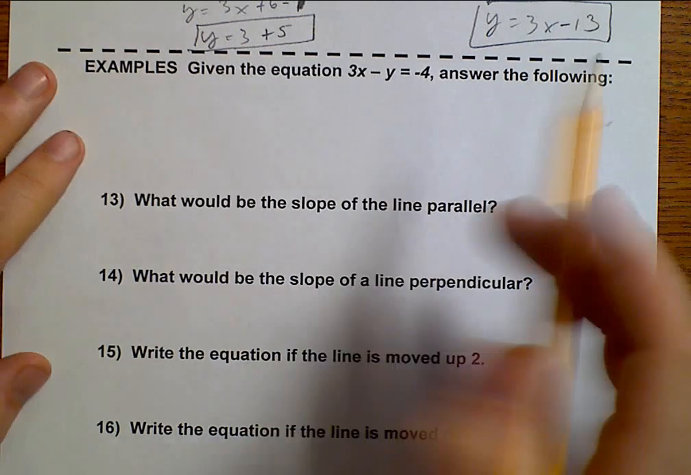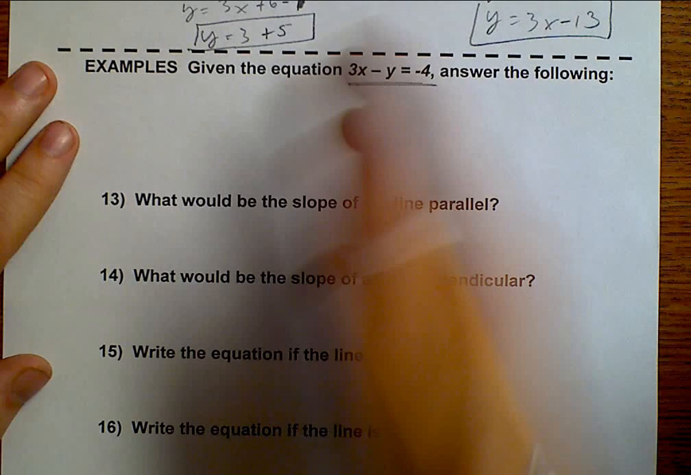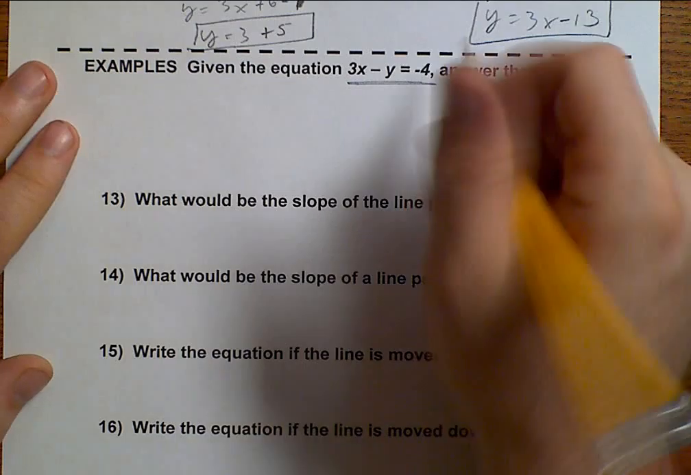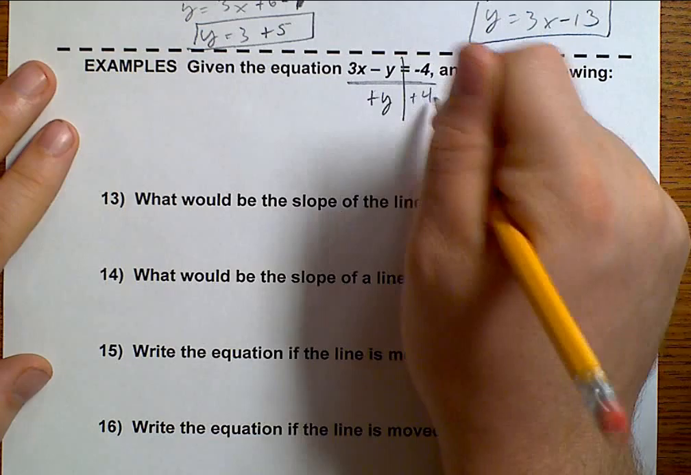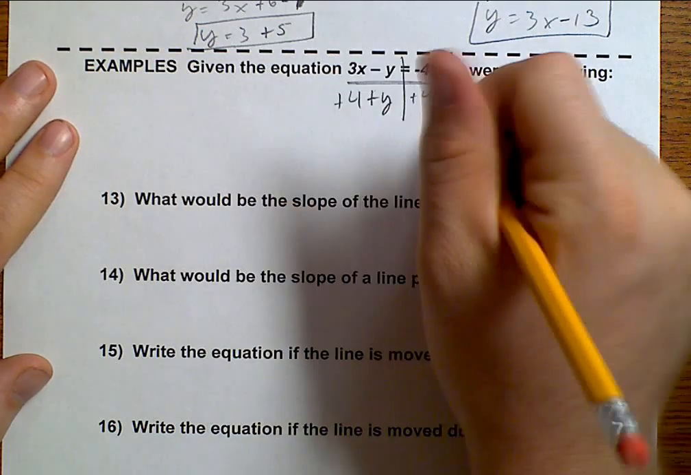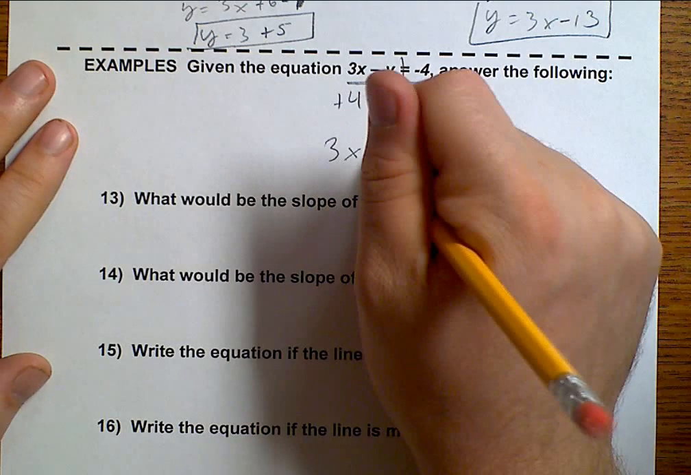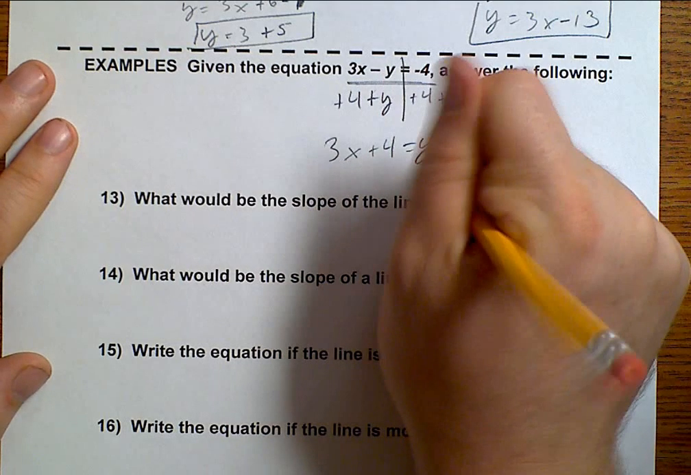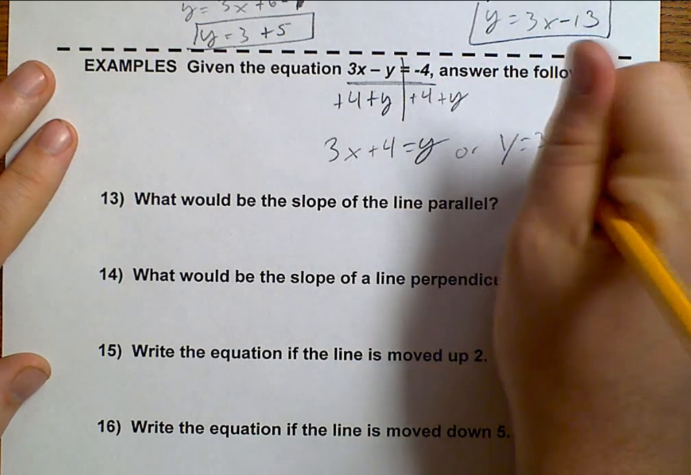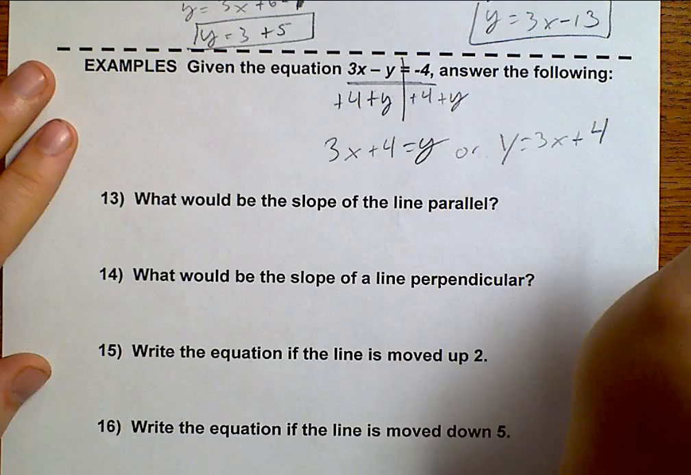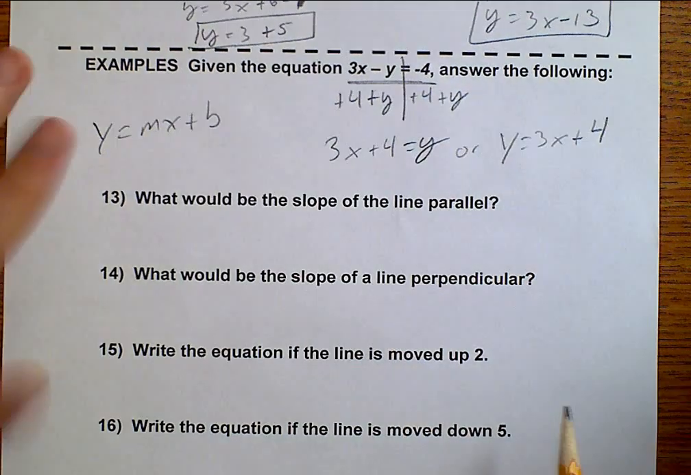We're starting with this equation. Well, I'm going to go ahead and turn this equation into something that's easy to use. I'm going to add y and add 4 to both sides. So that's going to give me that 3x plus 4 equals y. Or y equals 3x plus 4. This will put it into y equals mx plus b format, which is very helpful to us.